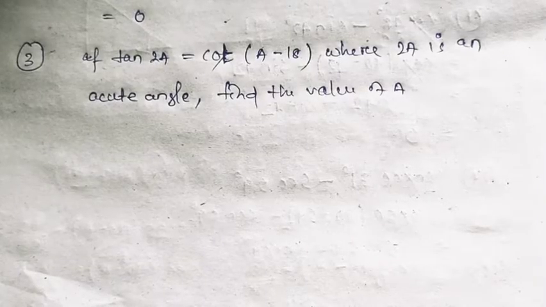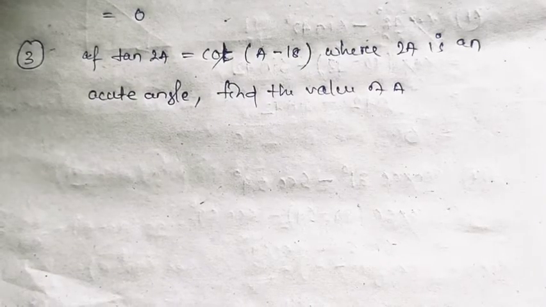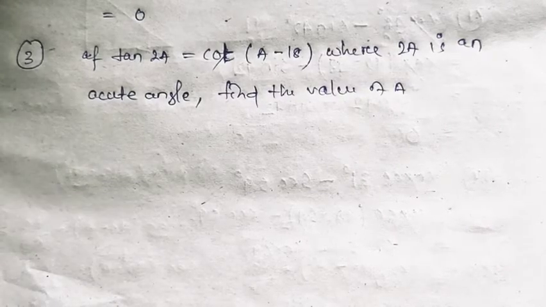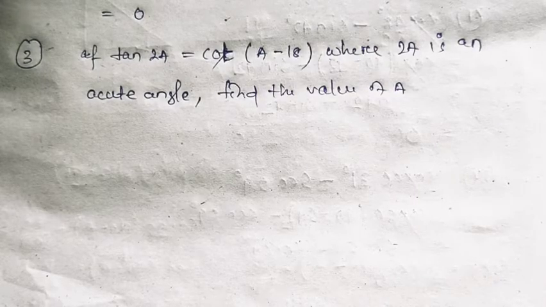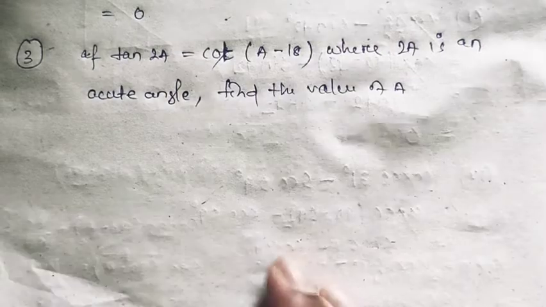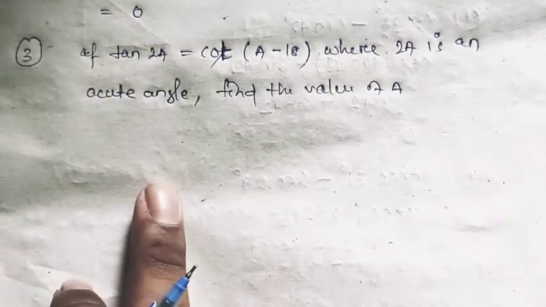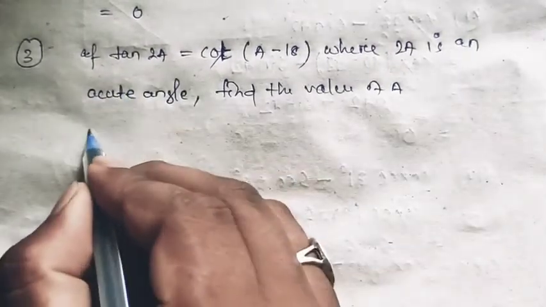So in question number 3, it is given that if tan 2a is equal to cot (a minus 18), where 2a is an acute angle, find the value of a. We have already discussed this type of question in an example. Okay, you can go for that and see that video.